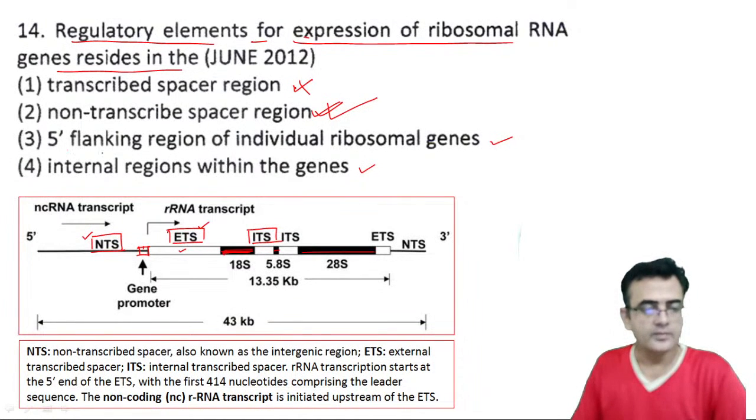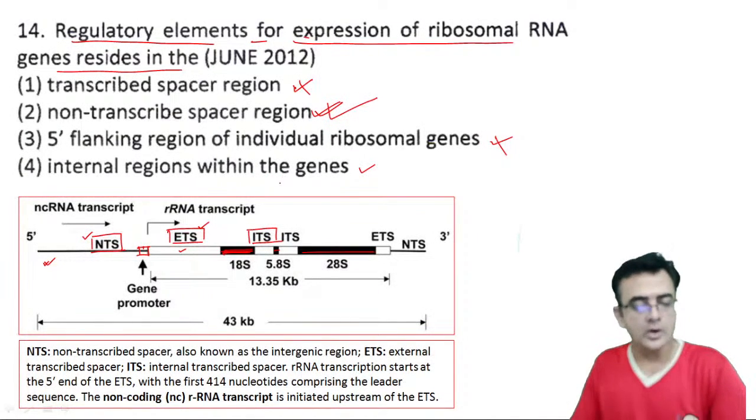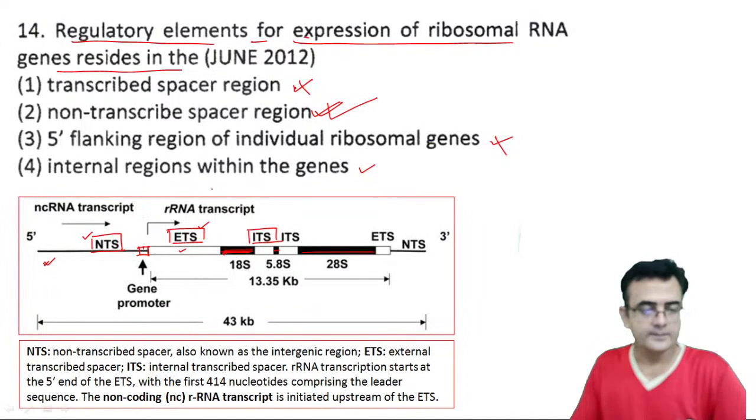Okay. Then 5' flanking region of the individual ribosomes, no, not individual. See, this is 5' flanking region, no doubt, but they are not individual, right? So this is also wrong. Then internal region within the genes, not always, right? Not always. So this is also wrong. So the second number is the correct answer here. All right. Second is the correct answer.